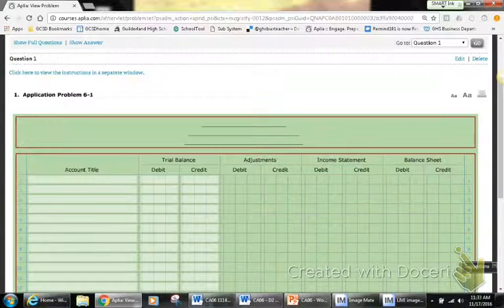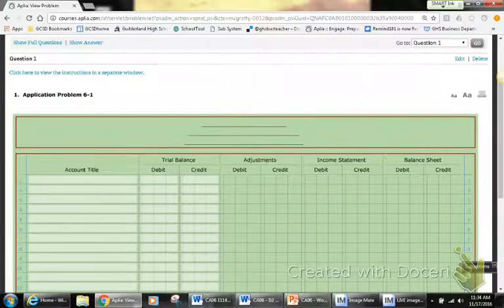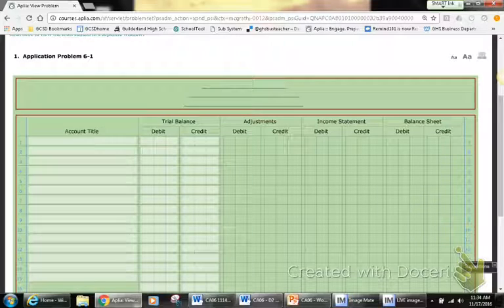So we're going over 6-1 first. What's the first thing that we're doing here when we do our worksheet? Who can tell me? The heading. Good. We're doing the heading. What goes into that heading, Mr. Risco? The name of the company. Good. Name of the company goes first. What's second? Worksheet. Good. Worksheet. Month ended. Okay, and for the month ended, whatever the month might be.